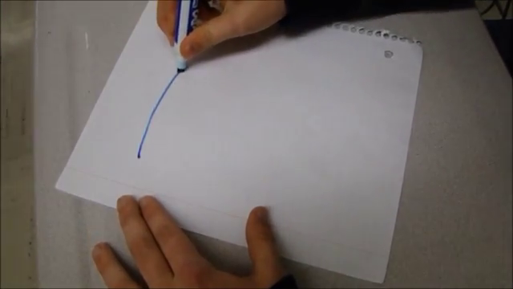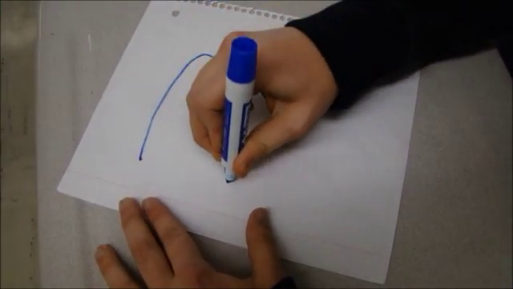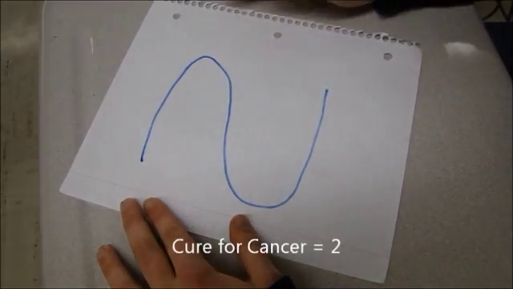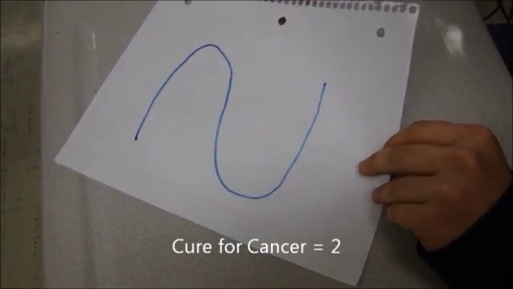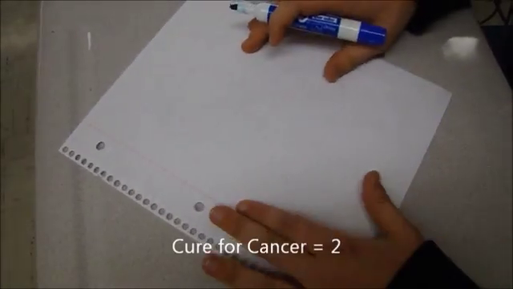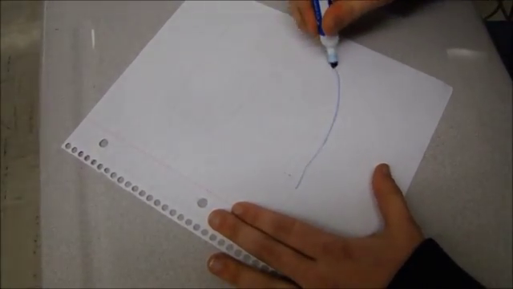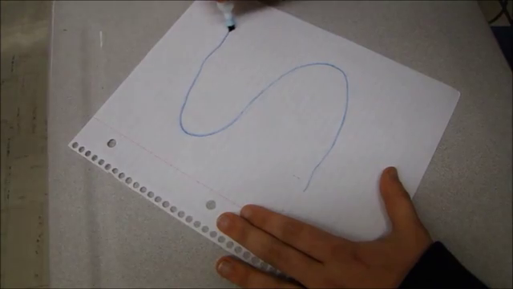Thanks for watching. So if cancer is 2x plus 2, and the cure for cancer is the derivative of cancer, then that makes cancer 2. So the reverse, the cause for cancer, is 5.